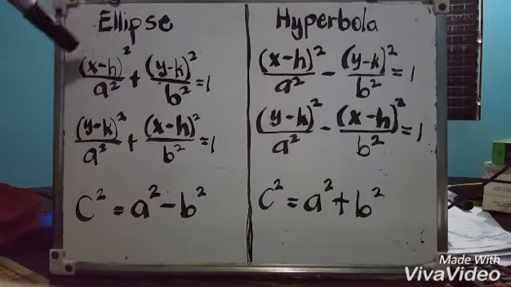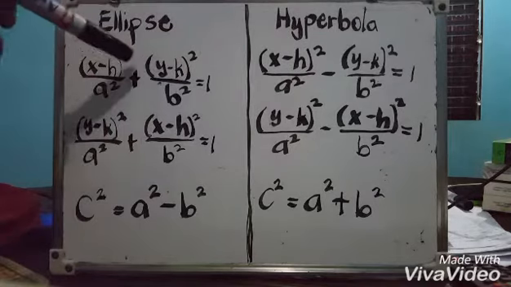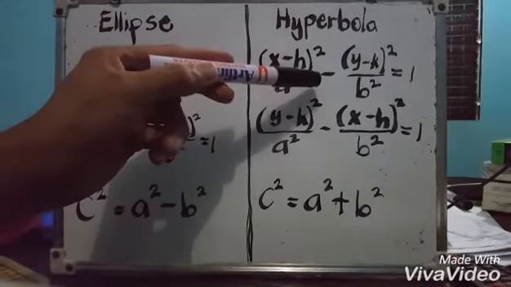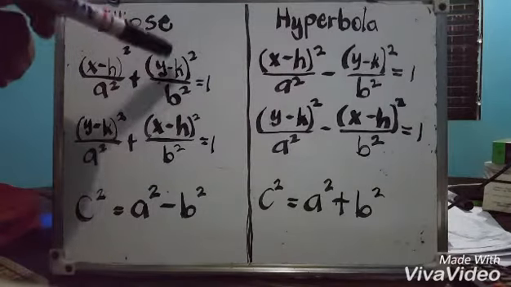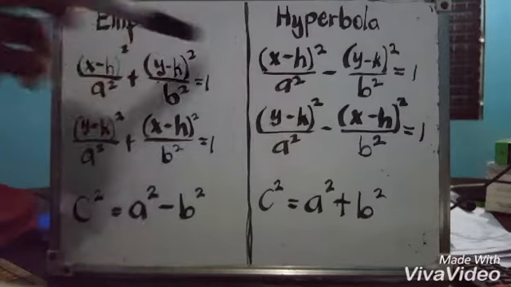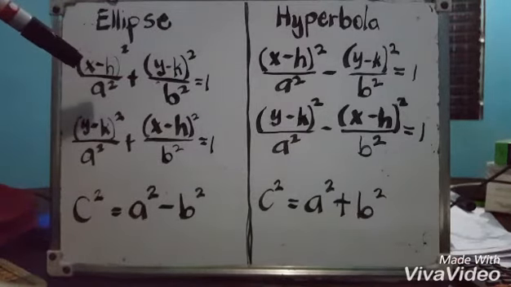It's almost the same. We still have this expression, but the positive sign here becomes negative in the hyperbola. And still we have this equal to 1. Still, a squared here is the denominator of x squared, just like in the ellipse.